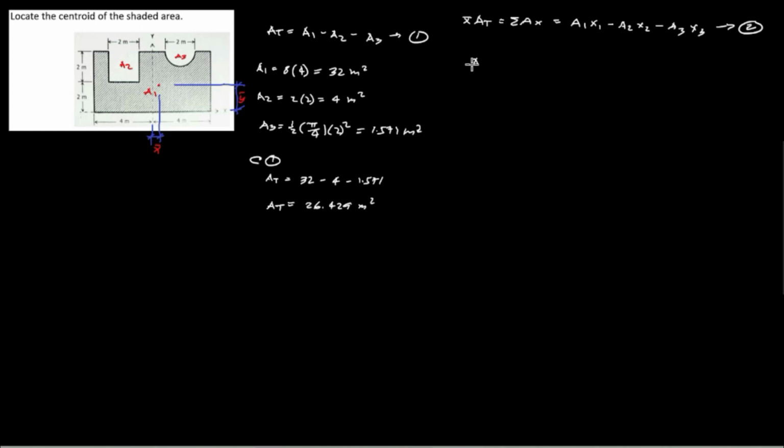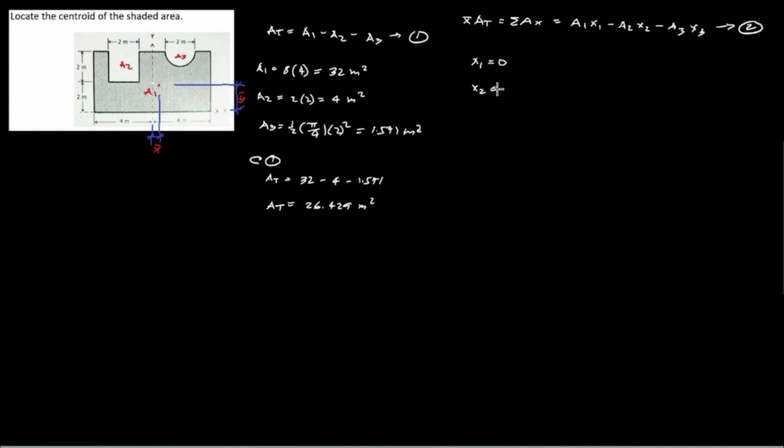We locate x1, which is the big rectangle. The centroid of a rectangle is at 1/2 of the length, which in this case is 4 meters, and the location is at this point. Based on the y coordinate, x sub 1 is located at the y-axis itself. So the value for x sub 1 is 0.